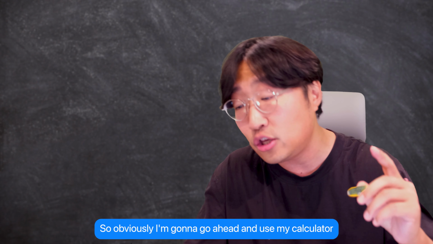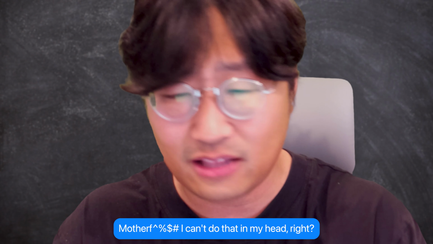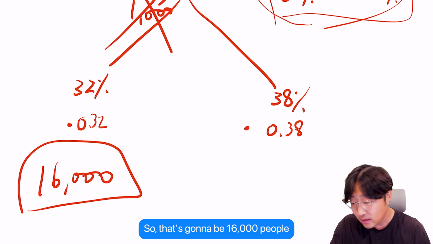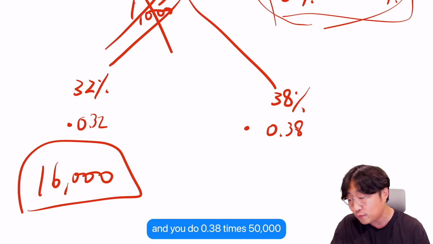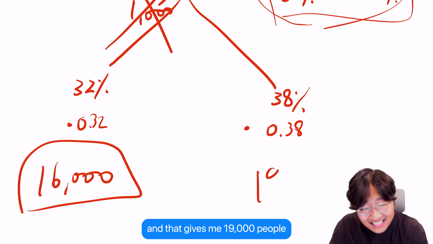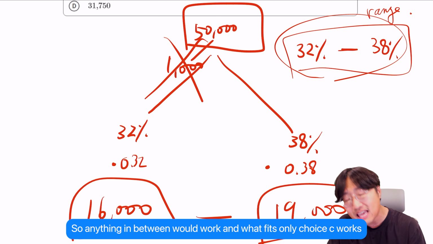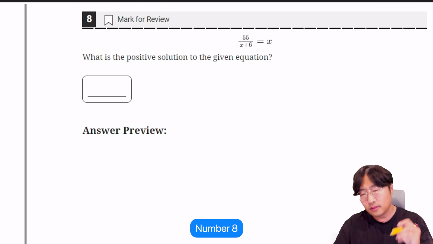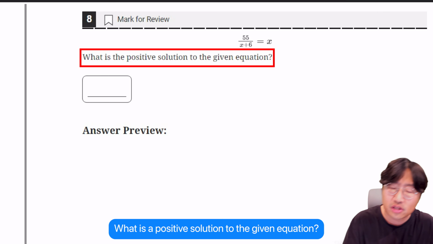So obviously I'm going to use my calculator. Can't do that in my head. That's going to be 16,000 people, and 0.38 times 50,000 gives me 19,000 people. So anything in between would work, and what fits? Only choice C works.